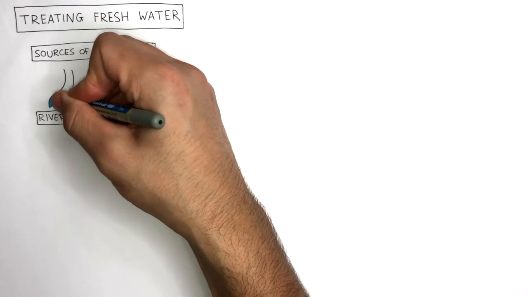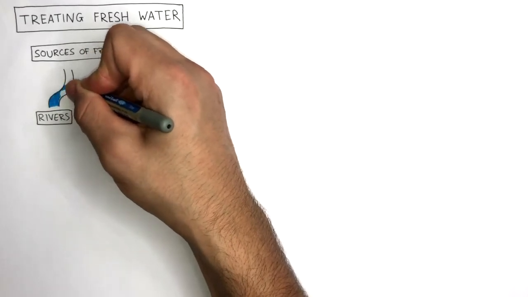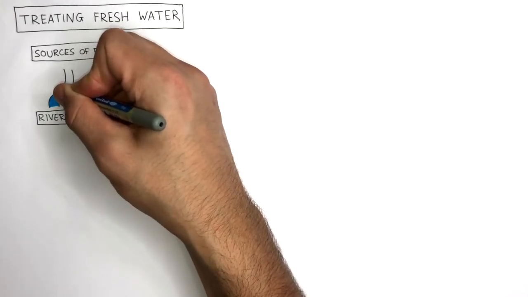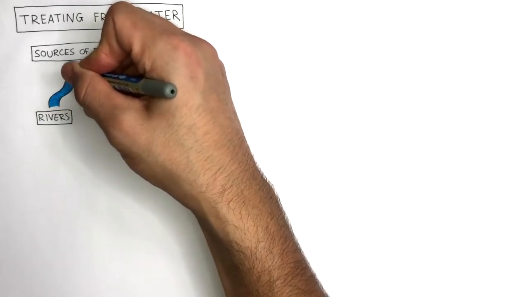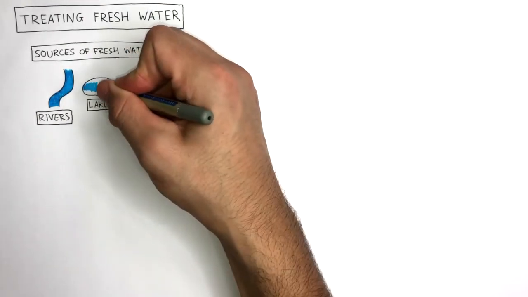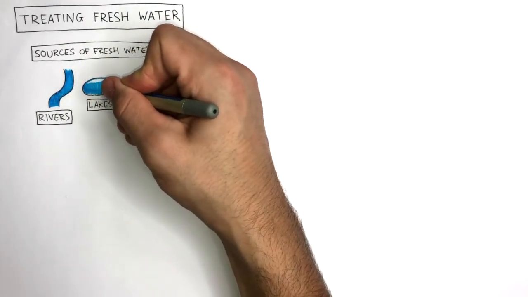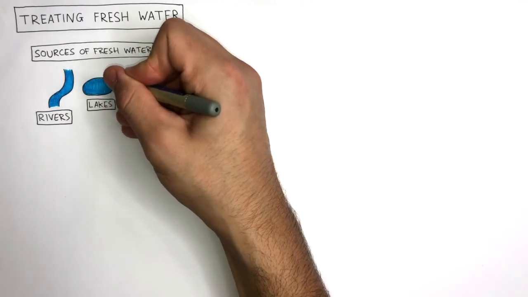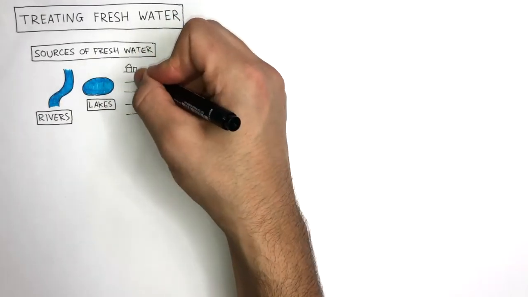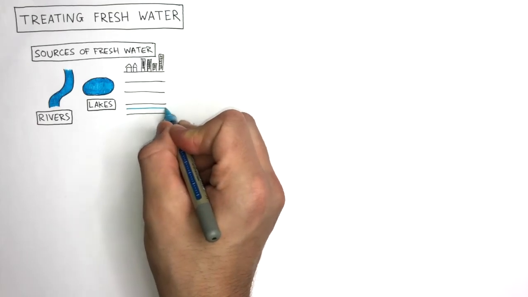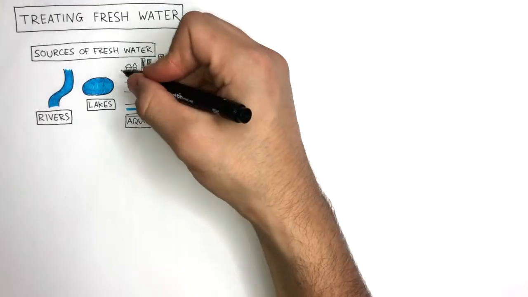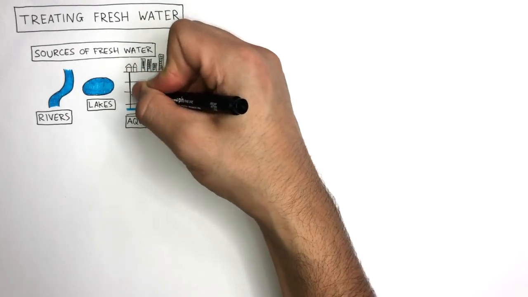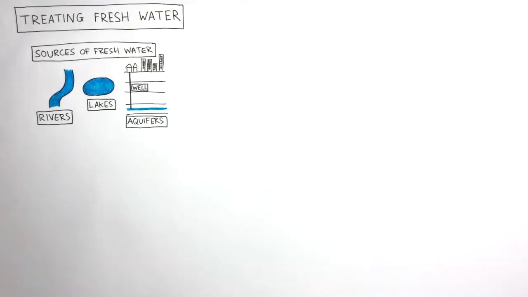It contains material from trees, sediment, organisms, microorganisms, so although it does not contain any salt, it is not safe to drink. Lakes also contain fresh water, and like rivers, its water is not safe to drink until it has been treated. Fresh water is not only found on the surface, it is also found in deep underground rocks known as aquifers. To obtain water found in aquifers, we need to drill a well, and then we treat the water to make it safe to drink.